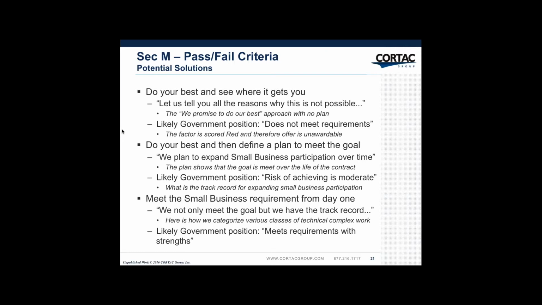Then you could meet the small business requirement from day one. You can not only meet the goal, but we've got the track record, and here's how we categorize the various classes of technical work. And you show that, gee whiz, a significant fraction of the subcontracted work to small businesses is technically complex. In that case, you meet requirement with a strength.